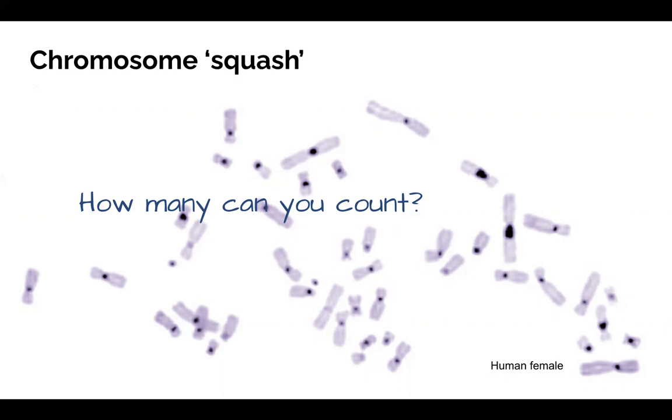So normally these would be all pretty tightly packed in the nucleus, but having them spread out here, you can see them individually. And so I told you humans have 46 chromosomes. Let's see if we can count them. Conveniently, there's a dark spot on these chromosomes, which is the centromere. So that's kind of the anchor point that holds the chromosomes together.